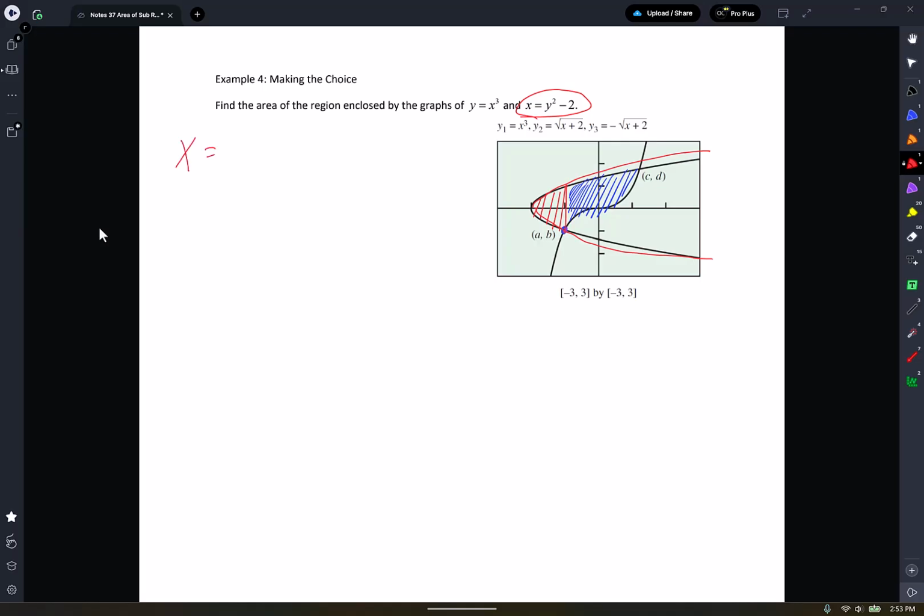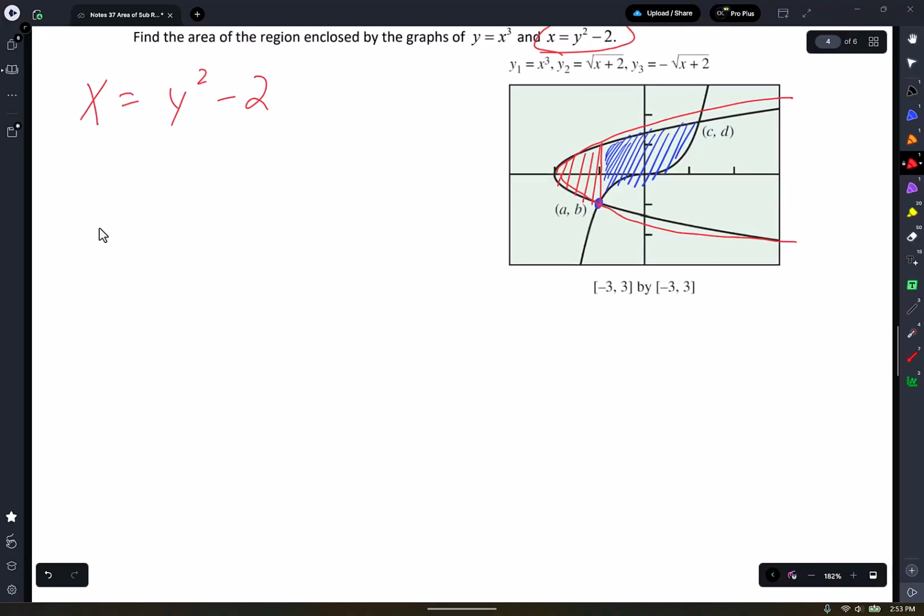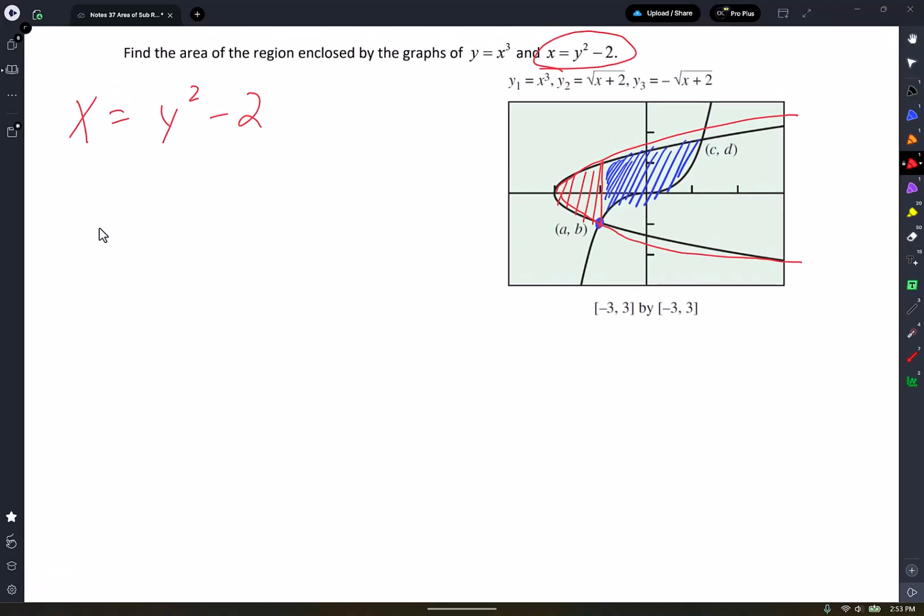If you ever see this again, which you will, you notice that the x is by itself. The x is a linear term, and notice that the y is being squared. So that means it's going to open up in the y direction. I mean, in the x direction. Whichever one is the linear one, it's going to open up in that direction, so it's either going to open up to the right or to the left.